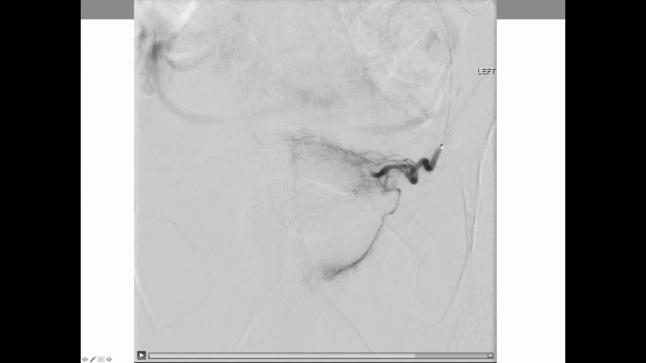And it's also interesting, you're seeing less blush in the prostate, and that's because all the branches supplying the prostate are coming off of this vessel that's coming down this way, and because unopacified blood is coming upwards now, that's decreasing the blush within the prostate. So what did we do?